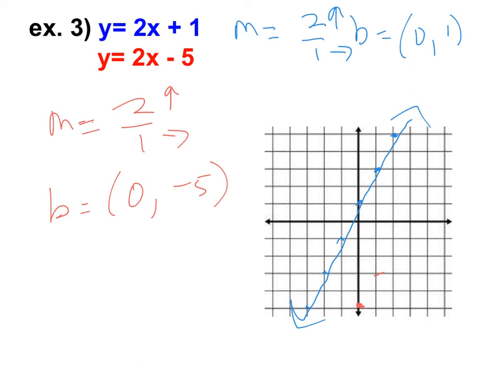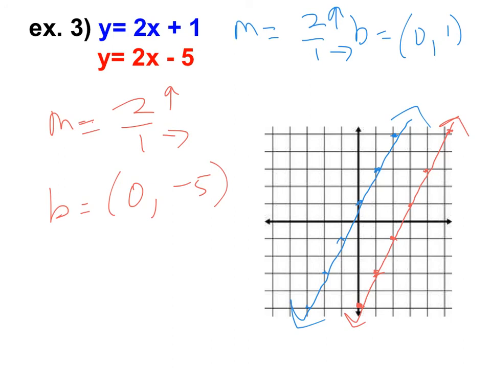So up 2, 1 to the right, up 2, 1 to the right, and so on. Uh-oh. So if you notice, the lines are not crossing.